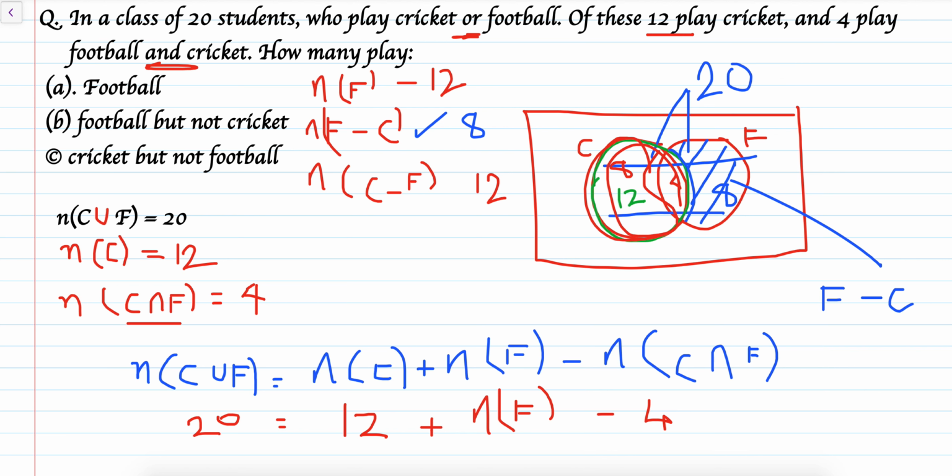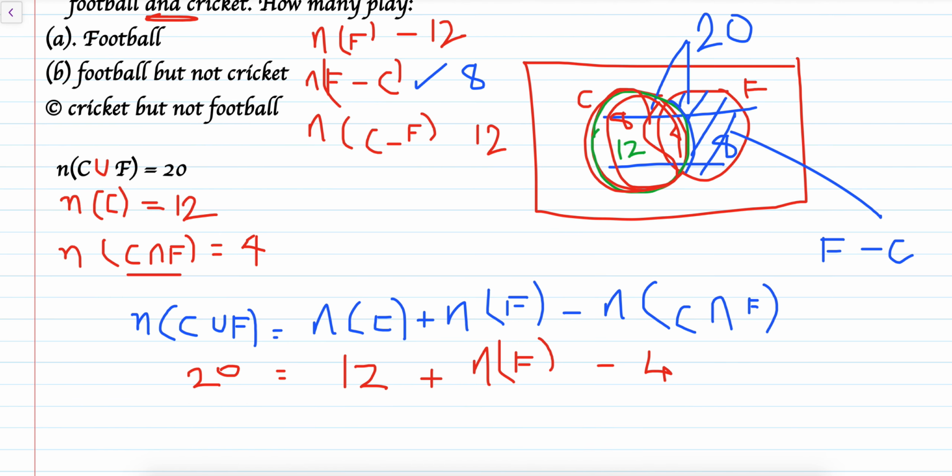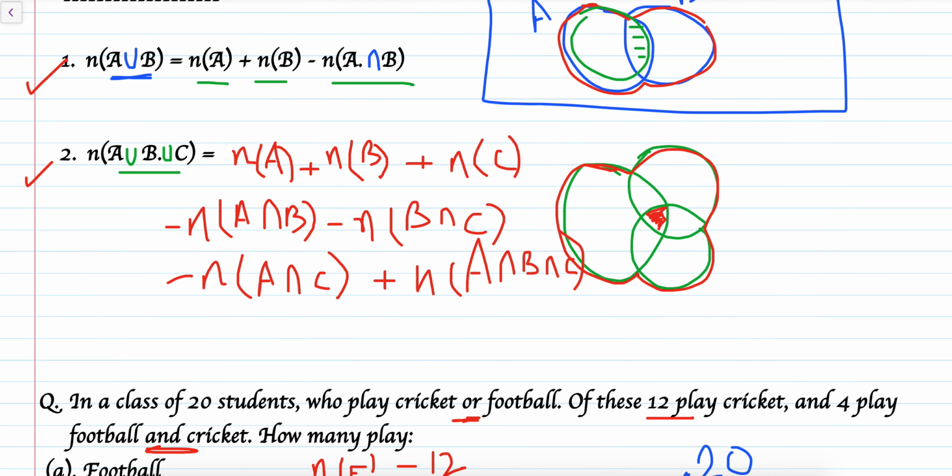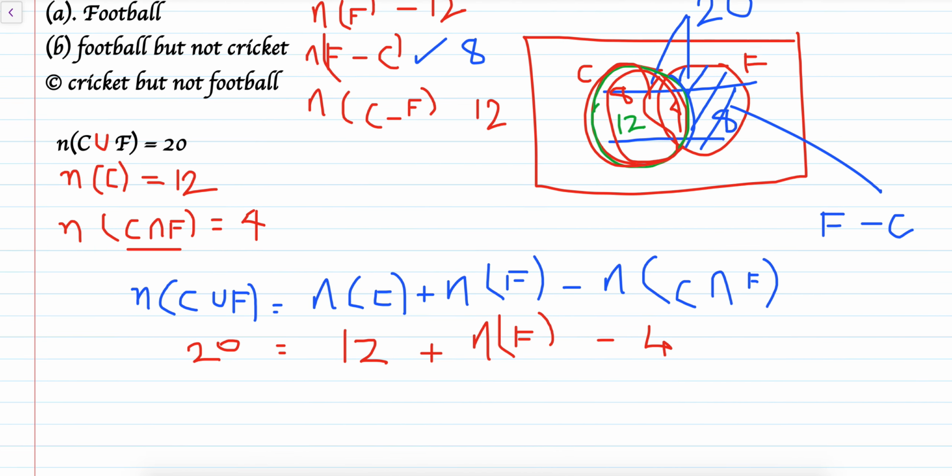Sorry, this complete part is 12 and this common part is 4. So this part is 8. So 8 players play cricket only, 8 players play football only. So 8, 8, 16 and 4 players who play both. So we get total 20. So you can use either a Venn diagram or you can write these formulas. Using these formulas you can find the answer.